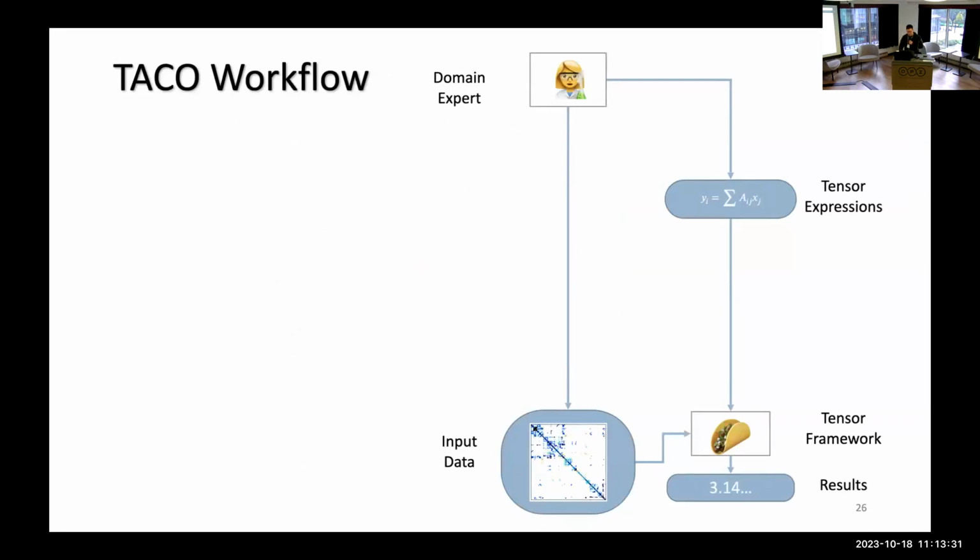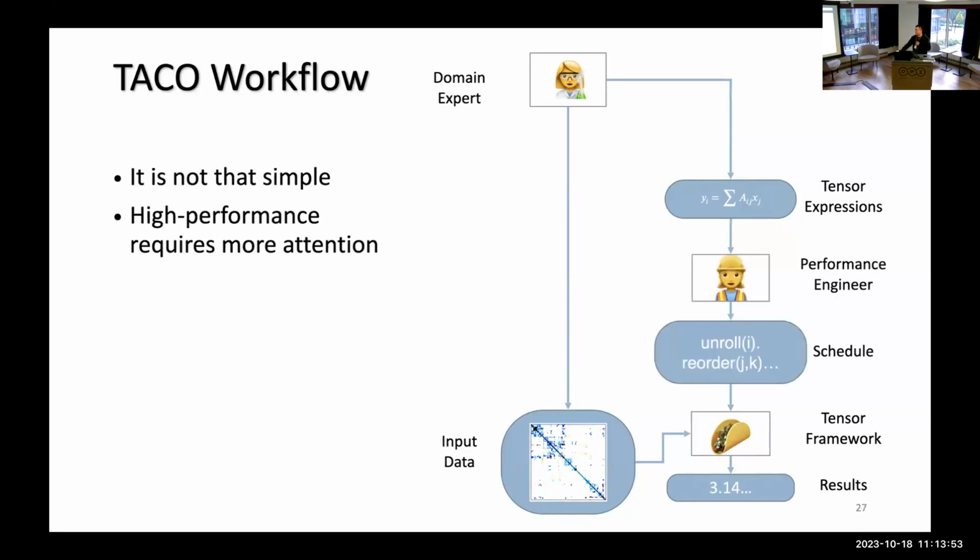So usually for sparse computations, domain experts write a tensor expression. This tensor expression goes to a tensor compiler, tensor framework, that includes some tensor algebra compiler like Taco, and it generates some results. But to achieve the best performance, a performance engineer uses loop transformations. So here, scheduling.